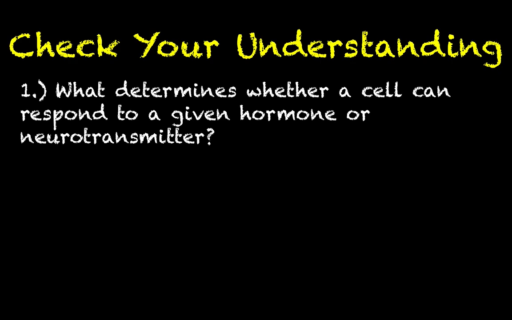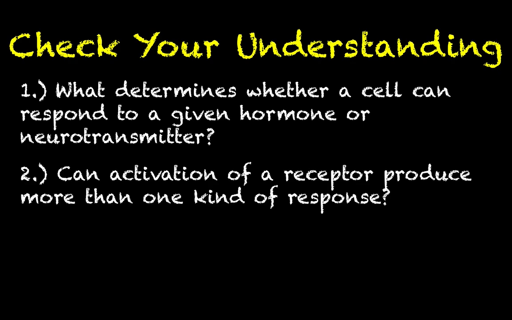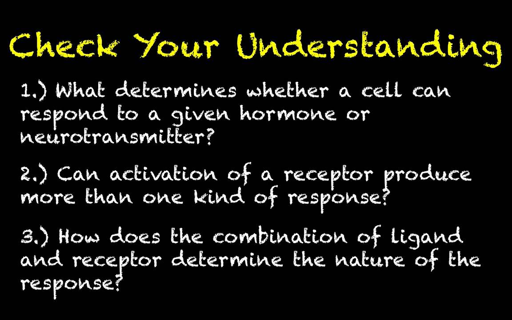And for checking your understanding, number one, what determines whether a cell can respond to a given hormone or neurotransmitter? Number two, can activation of a receptor produce more than one kind of response? And number three, how does the combination of ligand and receptor help to determine the nature of the response?